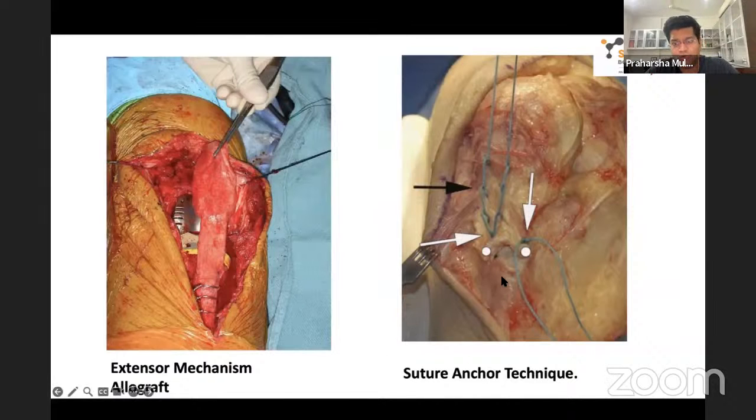And on the right, you can see the suture anchor method, where they have put suture anchors on two sides and they have run the stitch through the patellar tendon onto the patella, and then it is tightened with suture anchors, which gives a lot of stability.